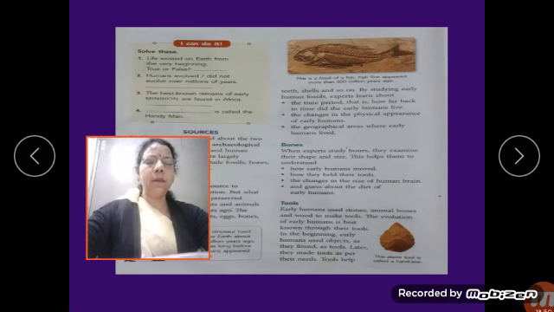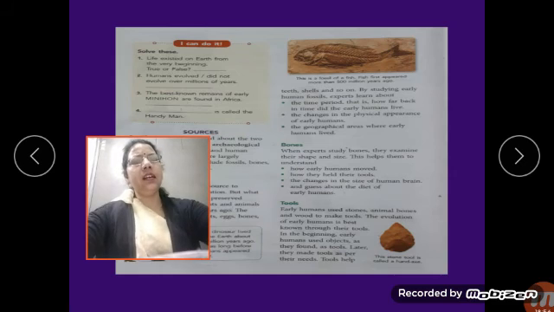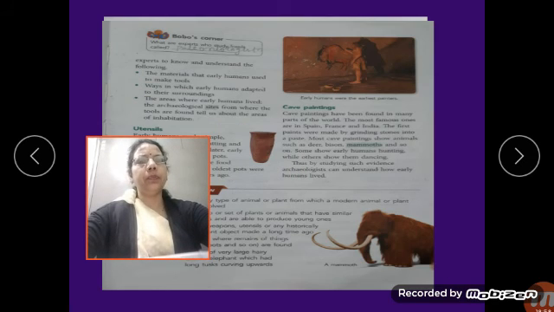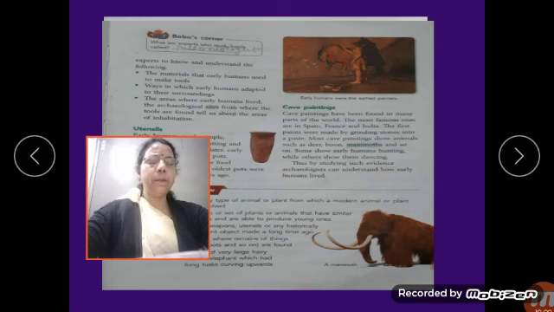Early humans made simple, sharp tools for cutting and pounding meat. Here you can see in the next picture, children, they were using simple sharp stone tools. Now we have other tools for cutting and chopping vegetables like a knife, but they didn't have all that. They were making tools with the help of stones, for pounding meat also.